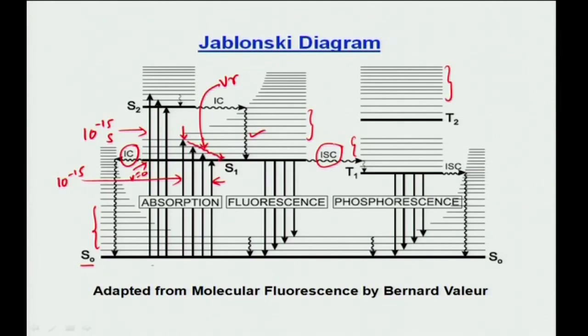Now, the question is, is inter-system crossing allowed or not? Just tell me, is inter-system crossing transition allowed or not? Why is it forbidden? So there is a change in spin multiplicity. Now if you are having a change, obviously it is forbidden, then why do you see it? I mean, you should not be seeing it, right? Theoretically, you should not be seeing it, but it does happen. Mixing. So there is mixing between the triplet and the singlet state.